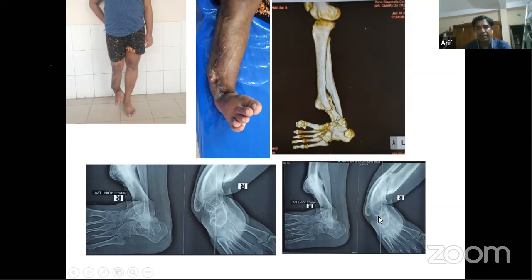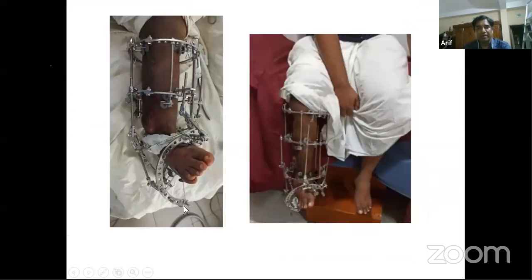So I do a minimally invasive corticotomy, minimal osteotomy in these places, so that I can put the distraction here. And also there is deformity in the foot. The foot is almost 90-degree rotated, and I put the frame. It is just the post-operative frame, and now the patient is on the correction.